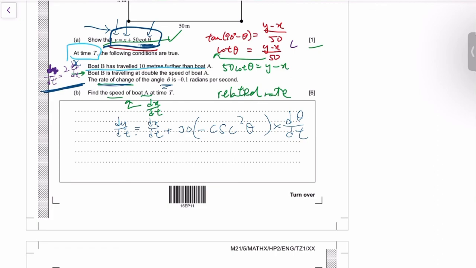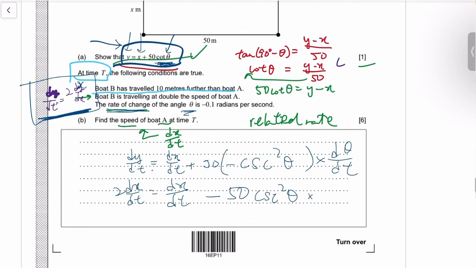So now what? We have dy dt equals 2 dx dt, so there's 2 dx dt. Put the negative in front: 50 cosecant squared theta times d theta dt, which is the rate of change of theta, so it's negative 0.1. So we subtract this from the left hand side. dx dt would be minus 50 times cosecant squared theta times negative 0.1.